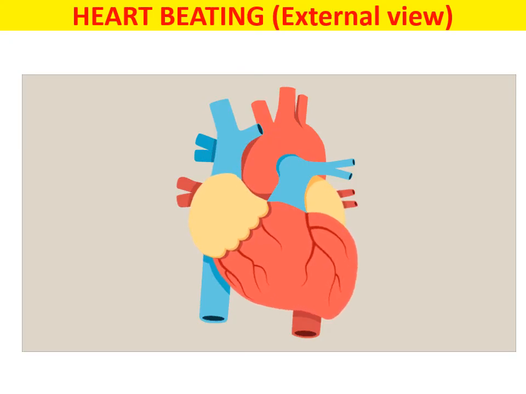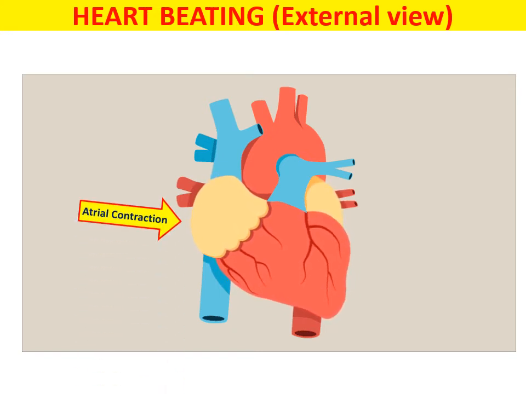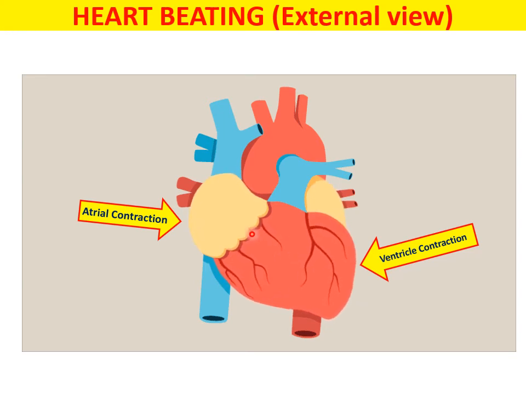In this picture you can see the external view of the heart beating. This part is the atrial contraction, where the atria are contracting, and the lower part is the ventricular contraction. It all takes place simultaneously but at different paces, and it's very difficult to differentiate between each of them.